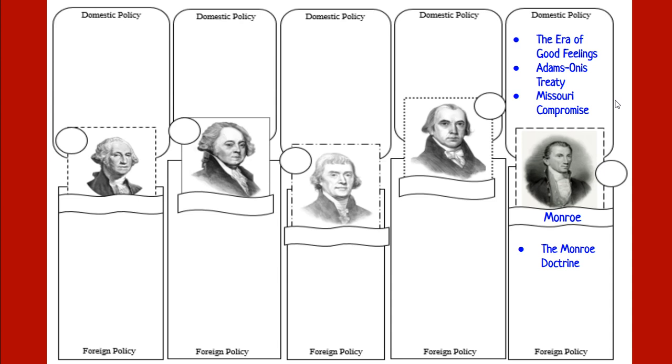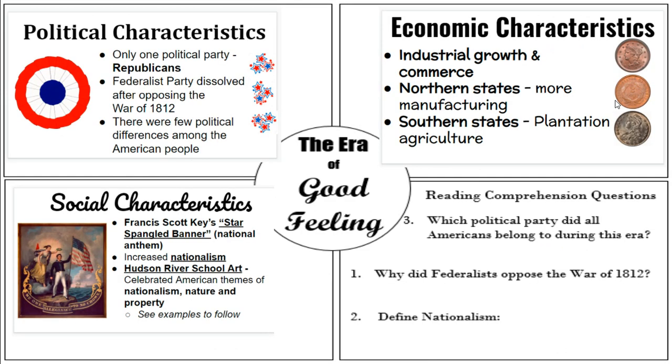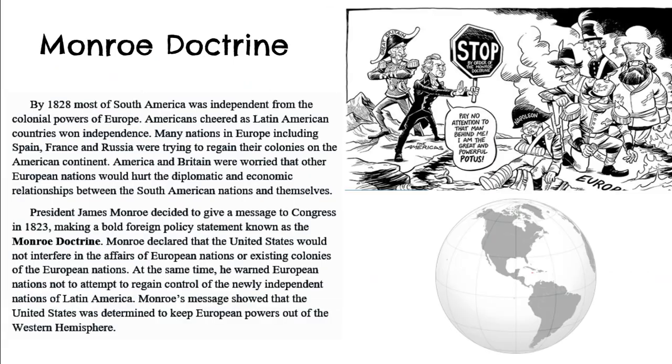He announced the United States would oppose any attempts by European powers to establish new colonies or to restore Spanish rule in countries in the Western Hemisphere that achieved their independence. So essentially, he's coming out saying that European nations cannot and should not come back to the Western Hemisphere to reclaim their colonies.